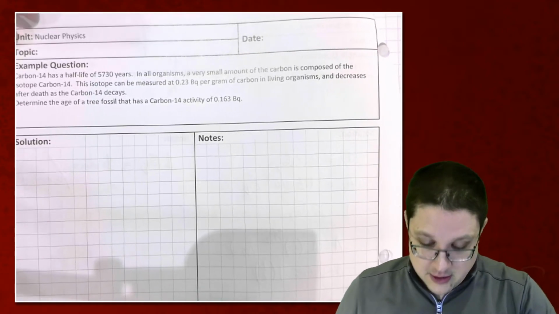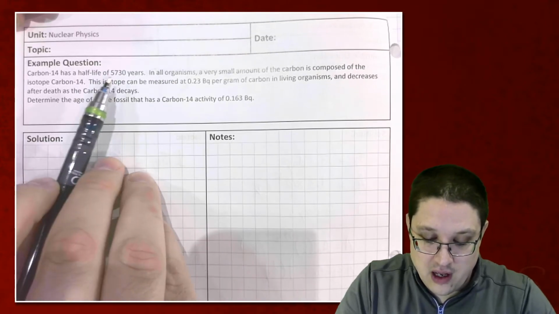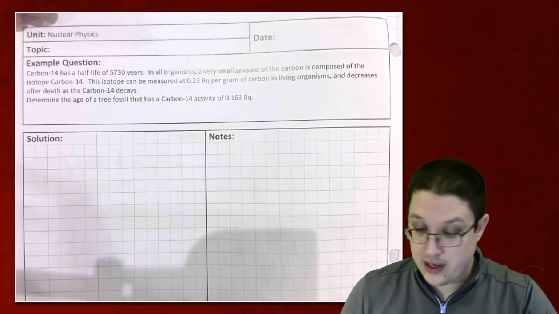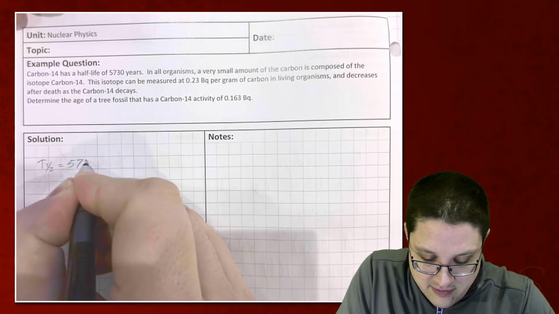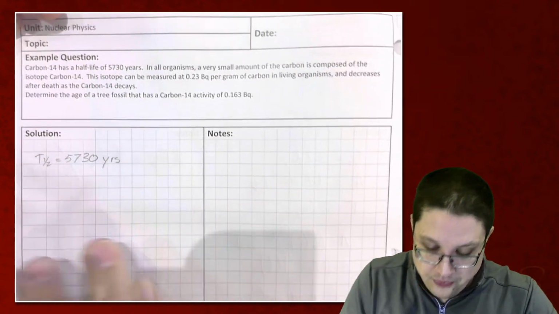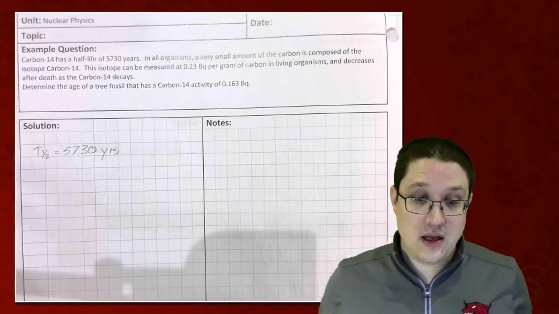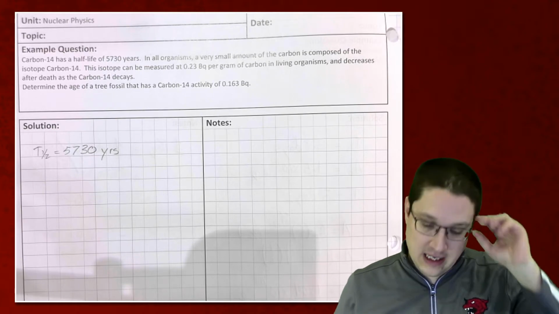So in this case, carbon-14 has a half-life of 5,730 years. Okay, right away, let's start writing this down. T half is 5730. That's years. Great. Now with carbon-14, all living organisms have a small amount of carbon-14 in them.